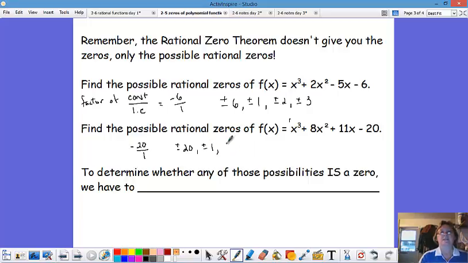Other things that multiply to make 20, 2 and 10, 4 and 5, and I just got to think, have I left any out? 20 and 1. Nope, I think we've got them covered. So that's a lot of numbers to have to check if you're looking for your first zero, but if there are going to be rational zeros, it's going to be one of those possibilities. So to decide whether those possibilities are zeros, what you have to do is divide by them. So you're going to use synthetic division.